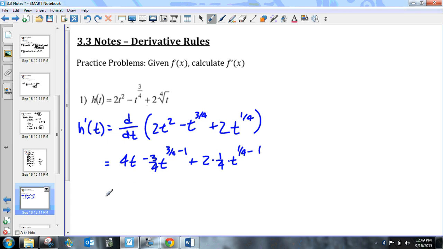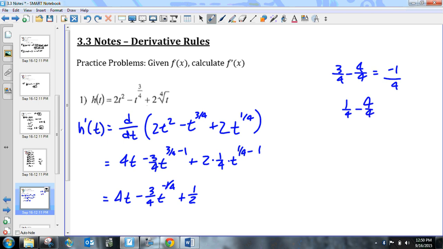All right, so now let's simplify this, and we get 4t, and this is minus 3/4 t to the 3/4 minus 1, it's 3/4 minus 4/4, it's going to give me negative 1/4, okay, so I get negative 1/4 power, and then I get 2 times a fourth, 2 divided by 4, that's just 1/2, so I get plus 1/2, and then 1/4 minus 4/4 gives me negative 3/4. So I get 1/2 t to the negative 3/4 power.